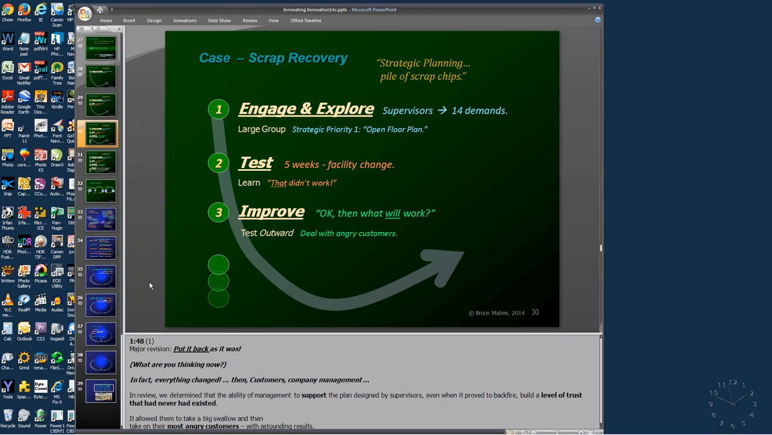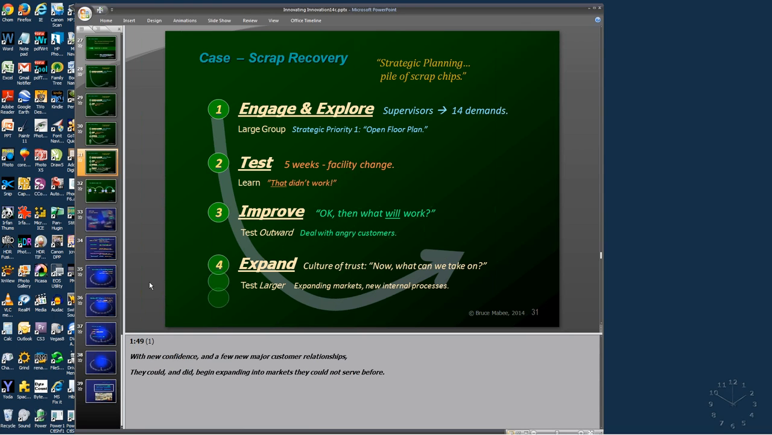They had many angry customers. But further, they had a culture of trust that started rapidly. It was not by design, it was not by plan, but it really inculcated the entire, first, the plant itself, and then it began to expand into their markets, into the internal processes of their company.